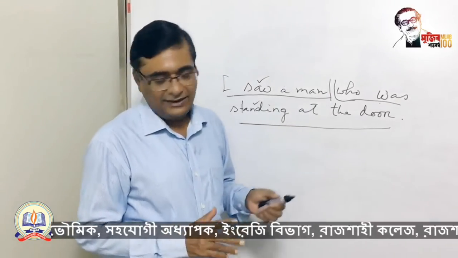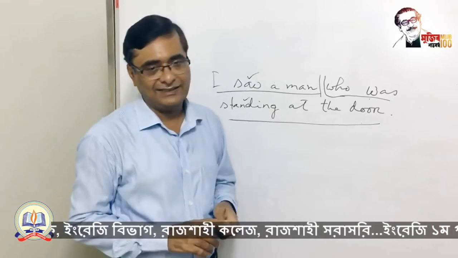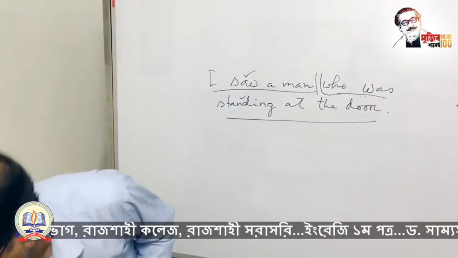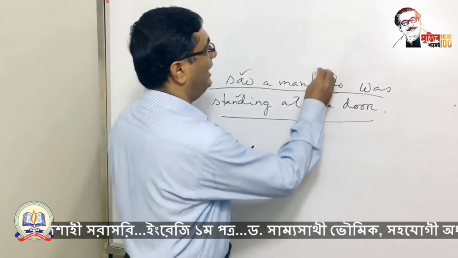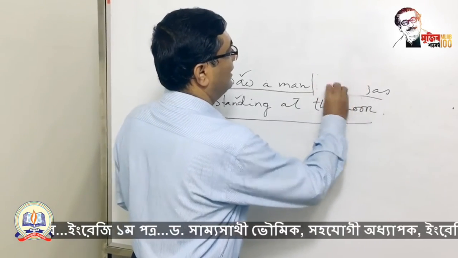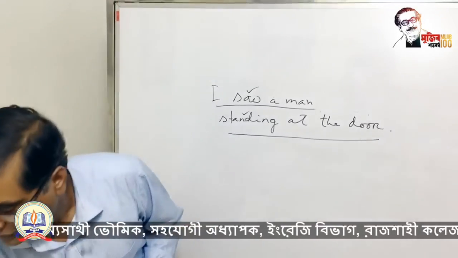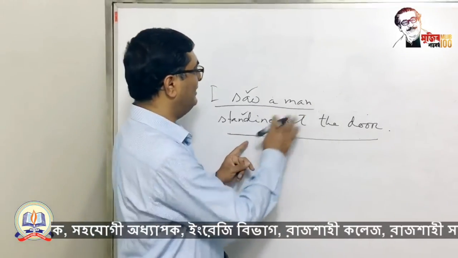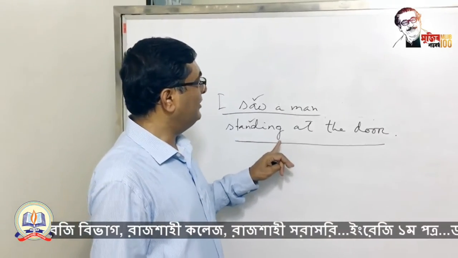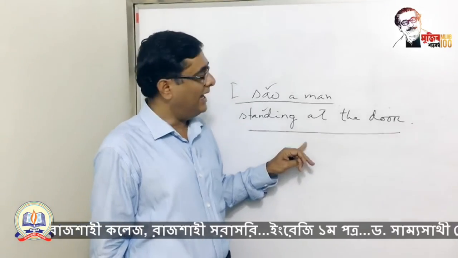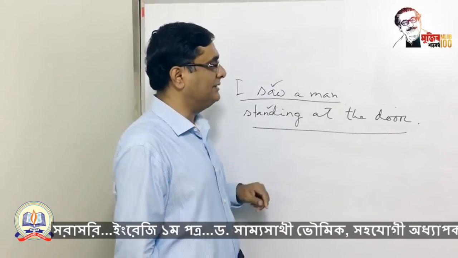Now instead of clause, can we make some changes in this sentence and create a phrase? Let's see. I saw a man who was standing at the door. I am deleting this one. I saw a man standing at the door. Now, dear students, notice: I saw a man standing at the door. It becomes a simple sentence because now it has got only one clause. And in the previous sentence, there were two clauses, one principal clause and the other a dependent clause.